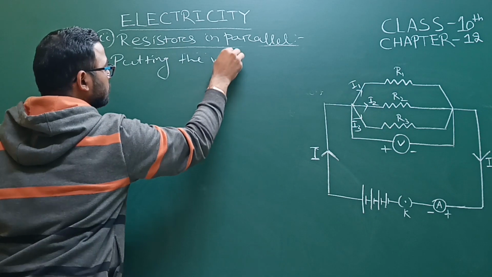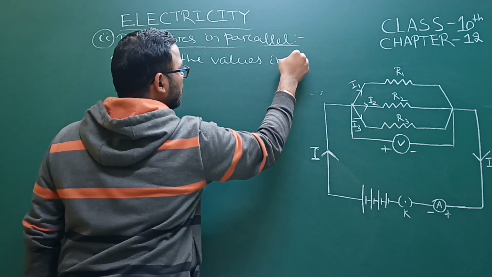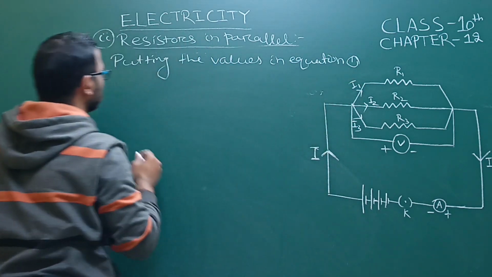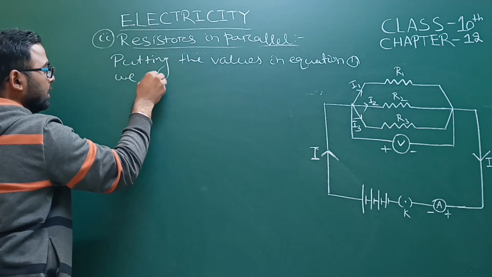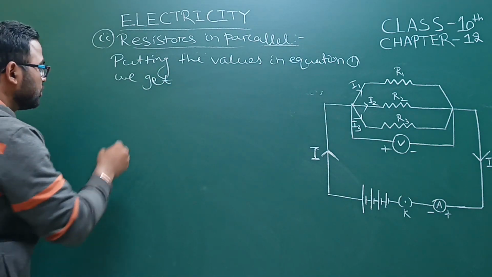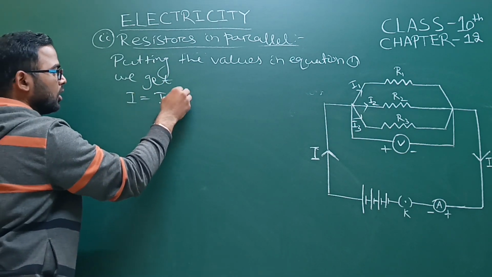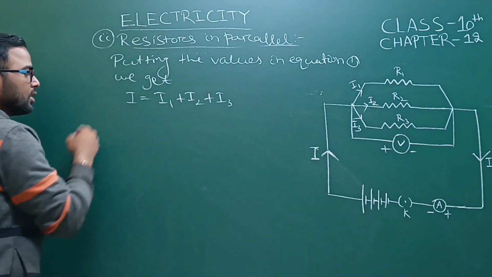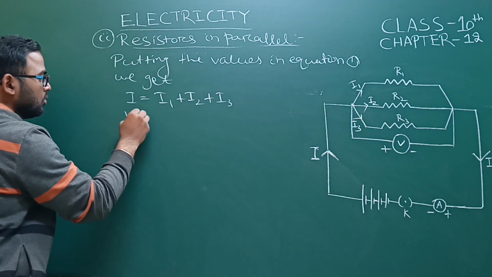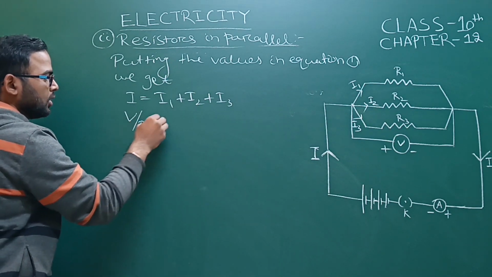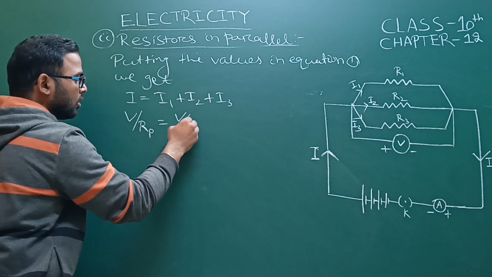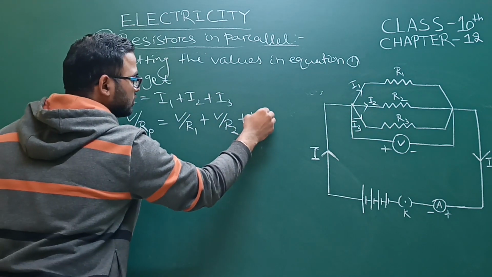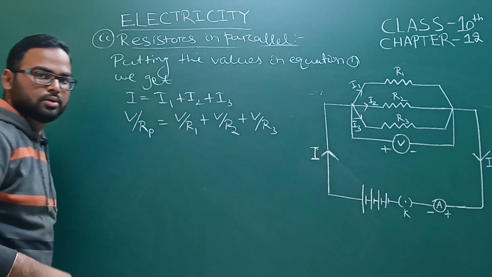Putting the values in equation 1, we get, what was our equation 1? I equal to I1 plus I2 plus I3, okay? What is the value of I? V by Rp, that is equal to V by R1 plus V by R2 plus V by R3, okay?